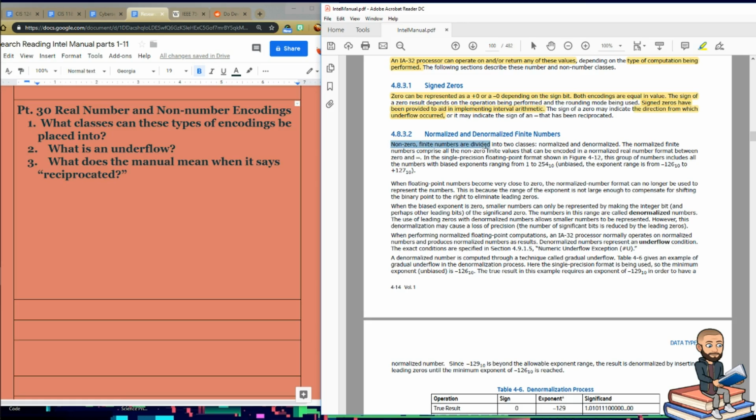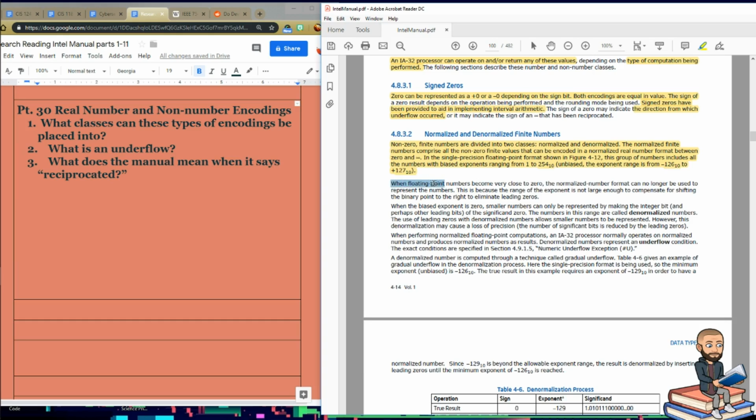Non-zero finite numbers are divided into 2 classes. You've got your normalized ones and denormalized. The normalized finite numbers comprise all the non-zero finite values that can be encoded in a normalized real number format between 0 and infinity. In the single precision floating point format shown in figure 4-12, this group of numbers includes all the numbers with biased exponents ranging from 1 to 254, and that's in base 10. In parentheses, they say unbiased, the exponent range is from negative 126 to positive 127.